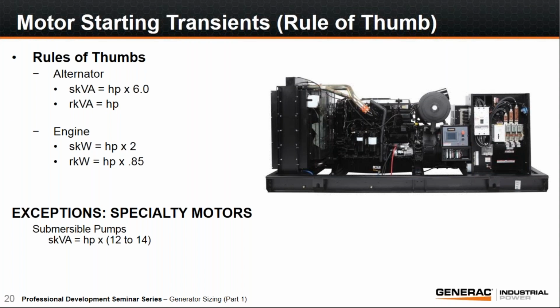The only time those rules of thumb skew way off would be submersible well pumps, like in freshwater municipal sites for pumping water out of the ground for a water tower. Those pumps are put way down the borehole and they're long and skinny, so they draw very high starting currents.